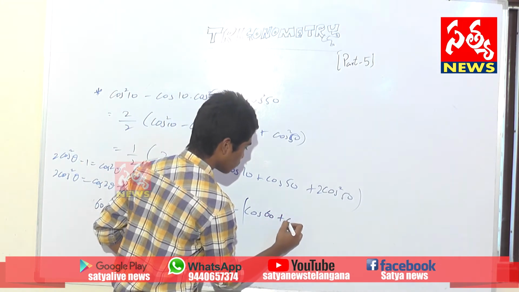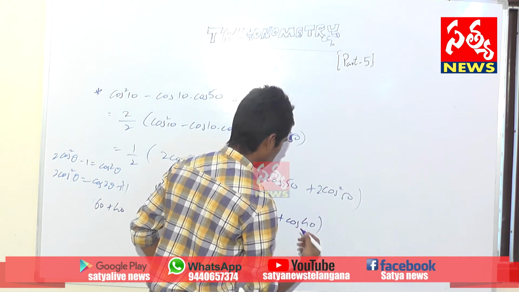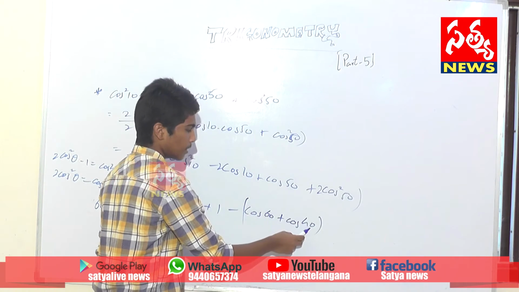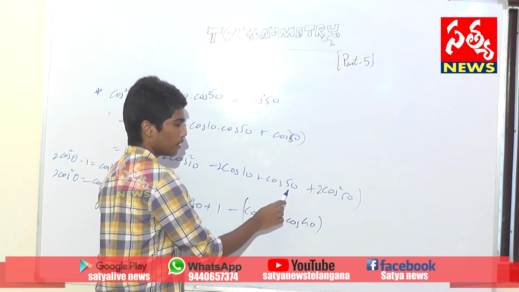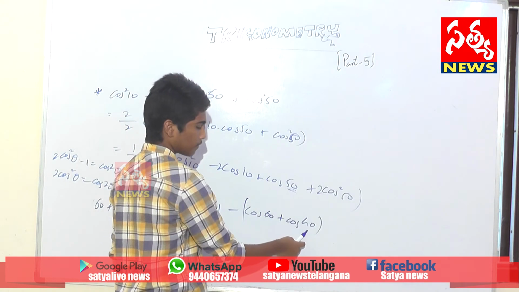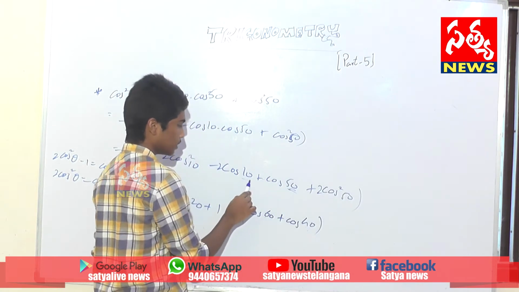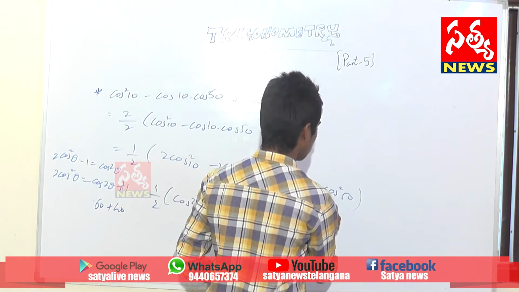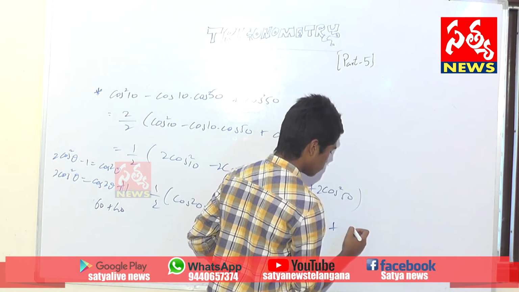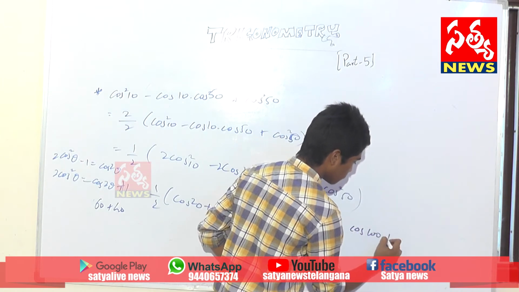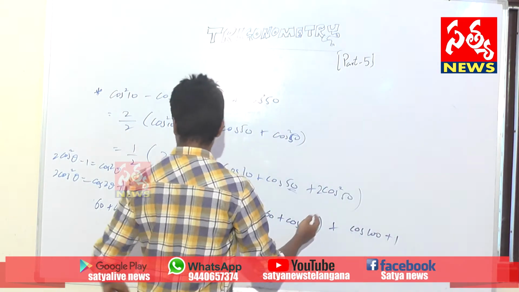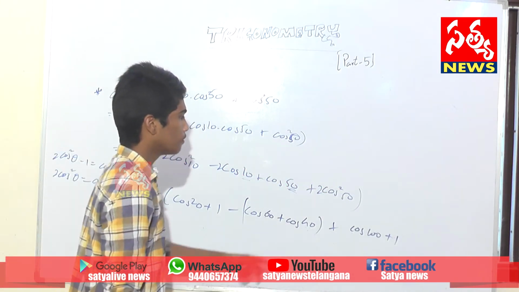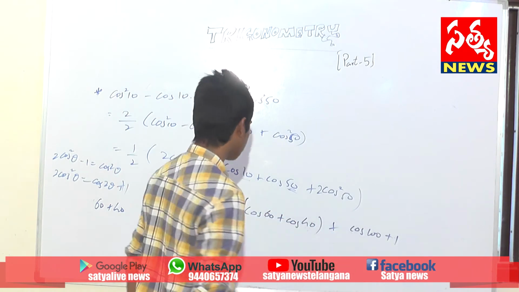C is 60 and D is 40. If we take C 60, D 40, we get 60 plus 40 by 2. 60 plus 40, 100 by 2 is 50. And 60 minus 40, 20. 20 by 2 is 10. So we get C values as 60 and 40. Plus 2 cos square 50 is cos 100 plus 1. See, as here is the formula, 2 cos square theta is equals to cos 2 theta plus 1. 50 is theta and 100 is 2 theta.